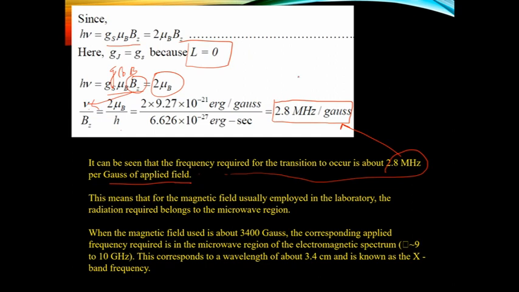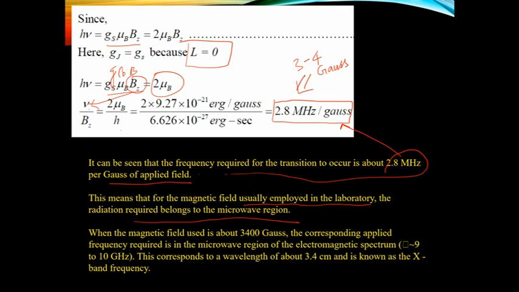So you can compare this with the magnetic field of the Earth, which is about 3 to 4 Gauss. The entire Earth has a magnetic field, and this is therefore very sensitive. So you can see how 2.8 is very close to it; in fact the Earth's magnetic field is higher than this particular flipping. This means that when a higher magnetic field is employed in the laboratory, the radiation required belongs to the microwave region.